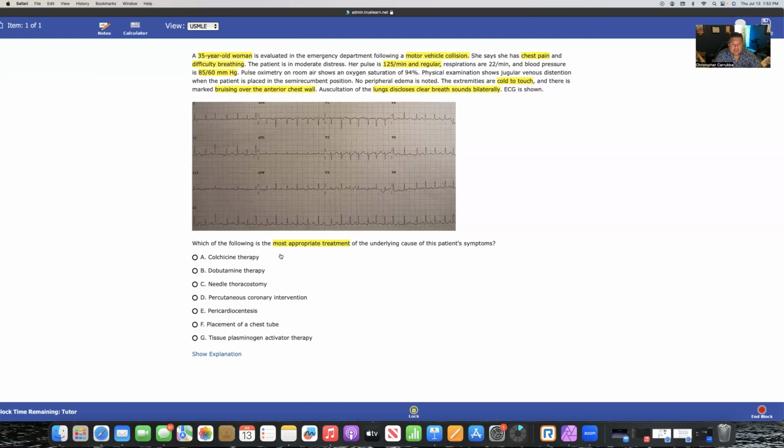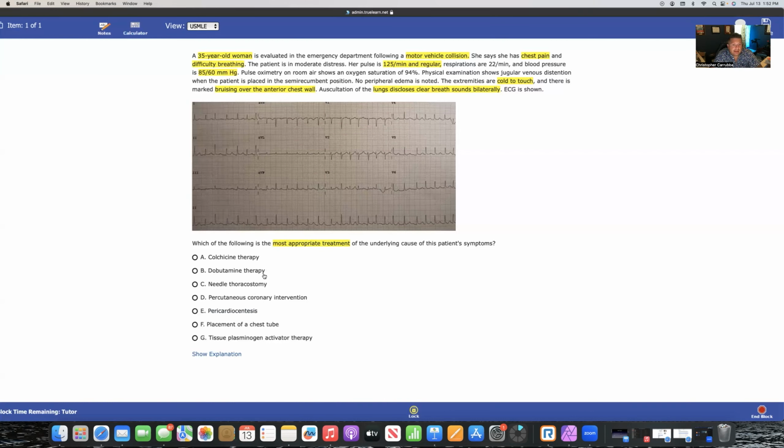So thinking about these other answer choices, colchicine, we said, went with pericarditis. That's not really something you see as a complication of trauma anyways. And we know that with that one, you would have been focused more on pleuritic chest pain. And I would have been looking for diffuse ST segment elevation on EKG.